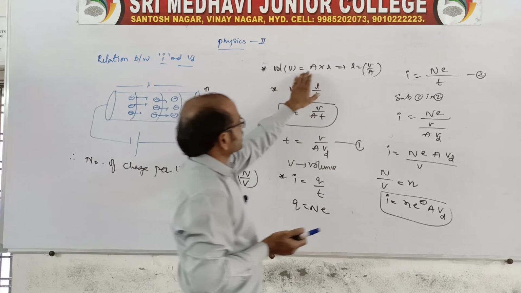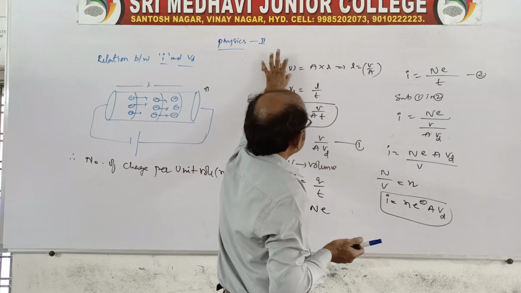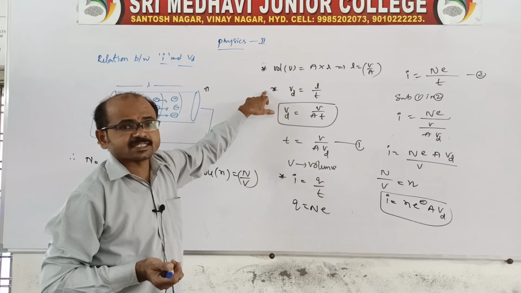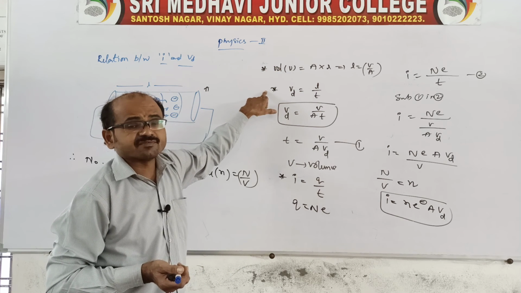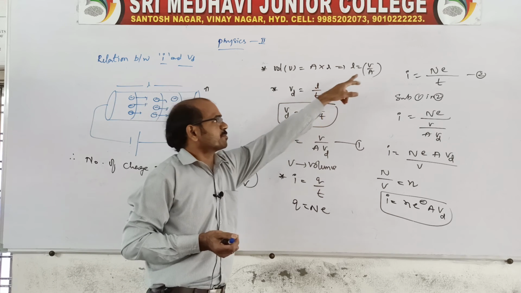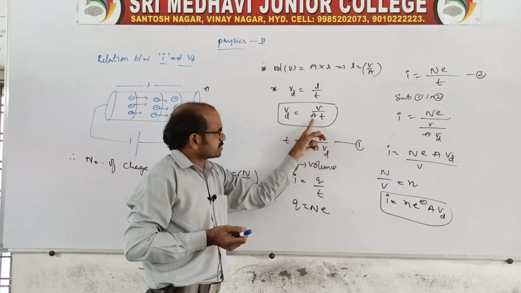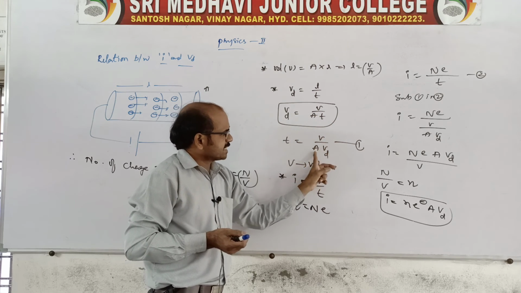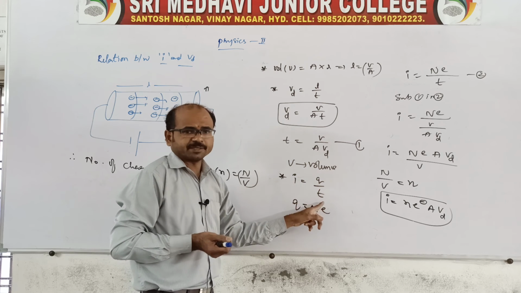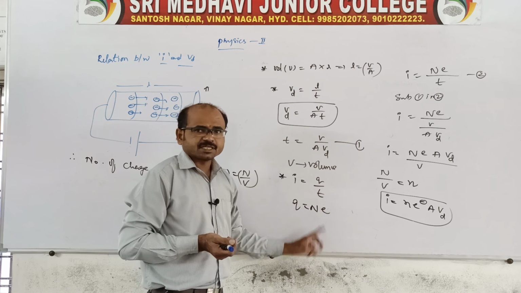Therefore the volume of the conductor is A into L, so L is equal to volume by area. Drift speed is distance by time, that is length of the conductor by time. So Vd is equal to L, replaced with volume by area, and T is equal to volume by A into Vd. V is the volume here. Current is Q by T, and Q is equal to capital N into e, the quantization of charge.